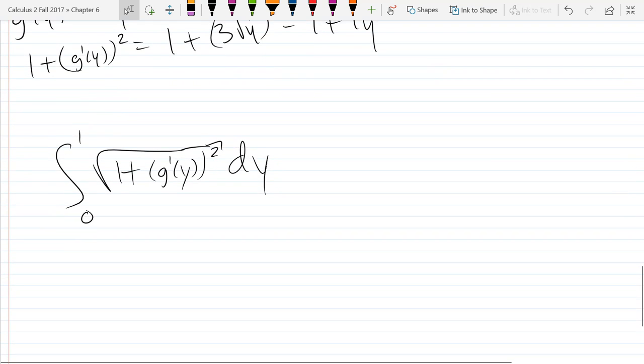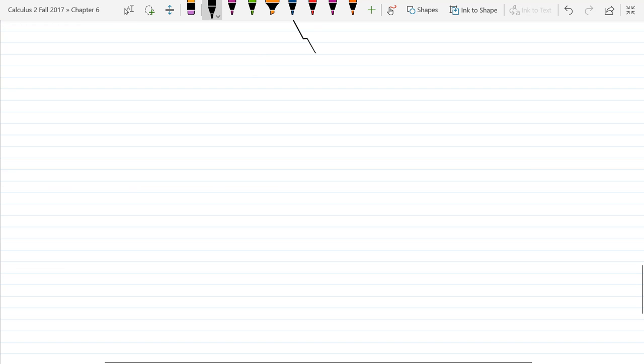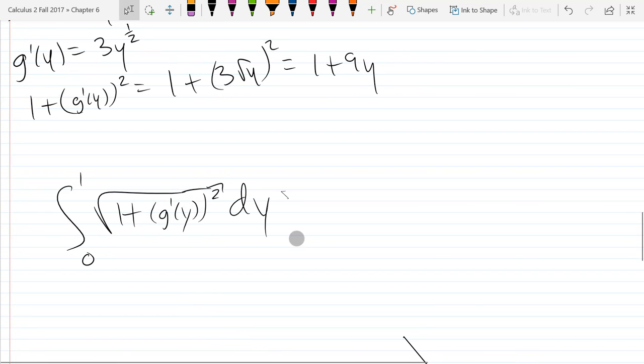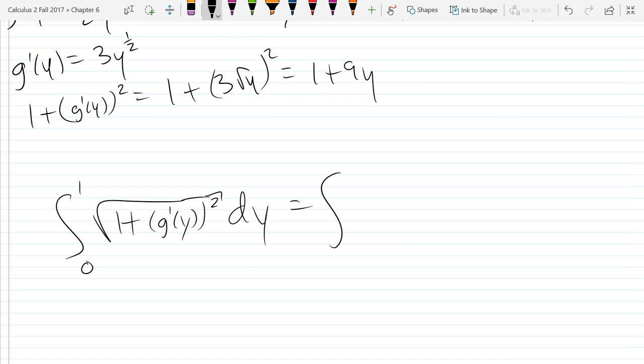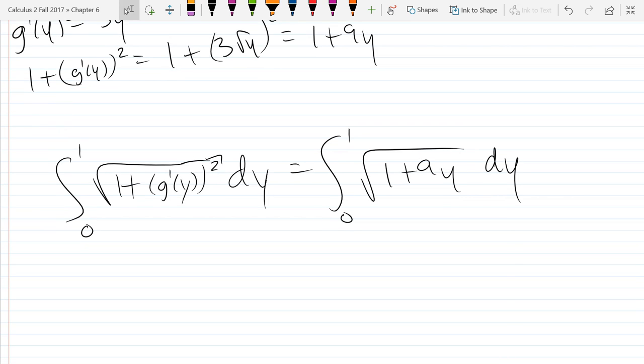All right, so there is 1 plus g prime squared. And we'll fill that in here. All right, how would we integrate this? Like this? No. No, you would never do that. Freshman's dream. I don't think algebra is going to save us.